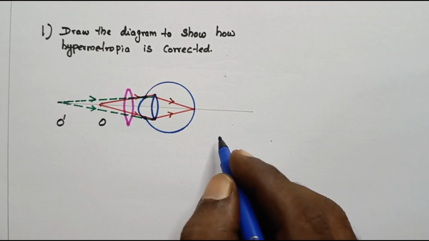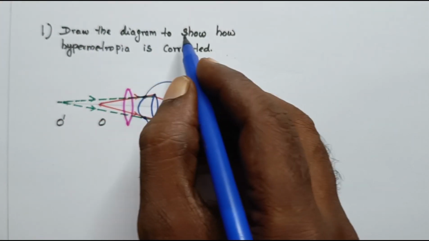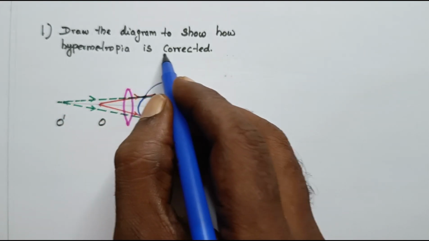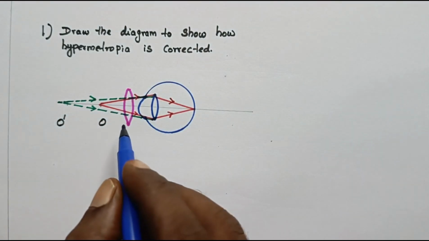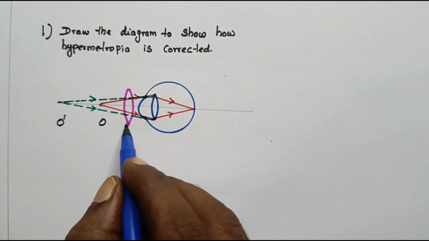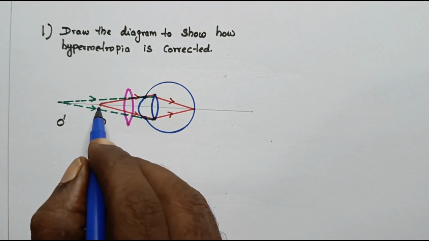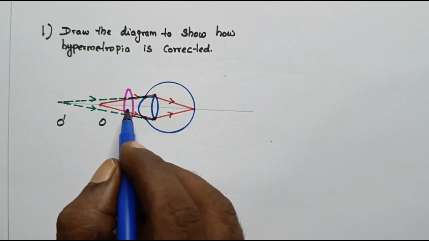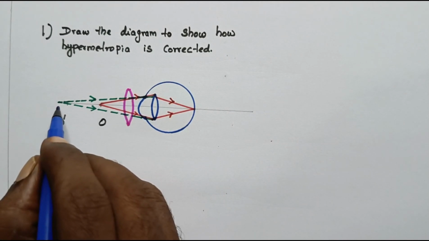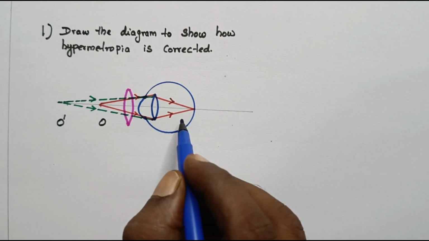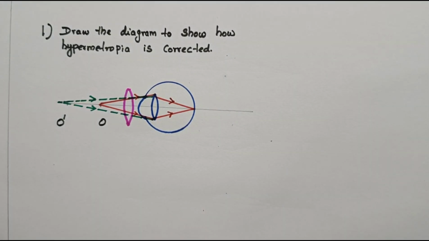In the given problem, the first question is we have to draw the diagram to show how the hypermetropia is corrected. By using a convex lens, we can correct the hypermetropia. If the object is at 25 cm, then the convex lens forms a virtual image at 100 cm so that the hypermetropic eye can see the image clearly.